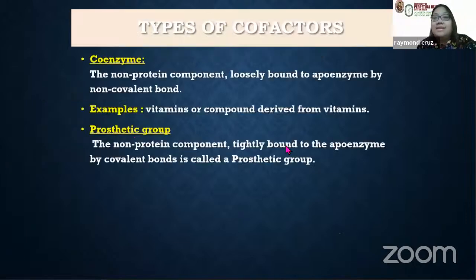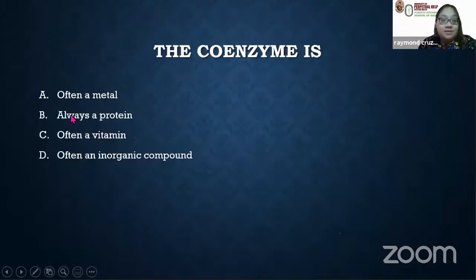Okay. So these are your types of cofactors. Your coenzyme is a non-protein component, loosely bound to your apoenzyme by a non-covalent bond. Examples are a vitamin or compounds derived from vitamins. The other is a prosthetic group, a non-protein component tightly bound to your apoenzyme by covalent bonds. So going back to our question, the answer is a vitamin. Your coenzyme is a non-protein, so by deduction, you could answer.